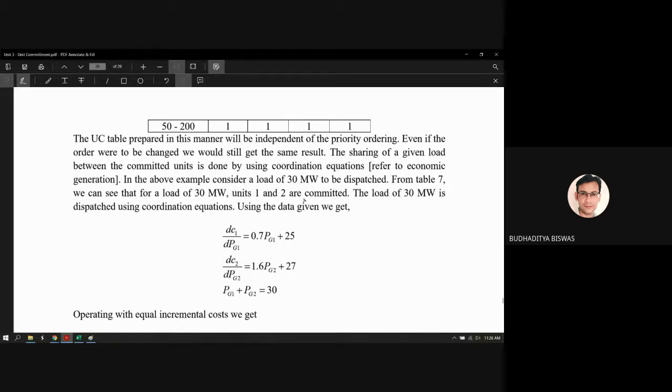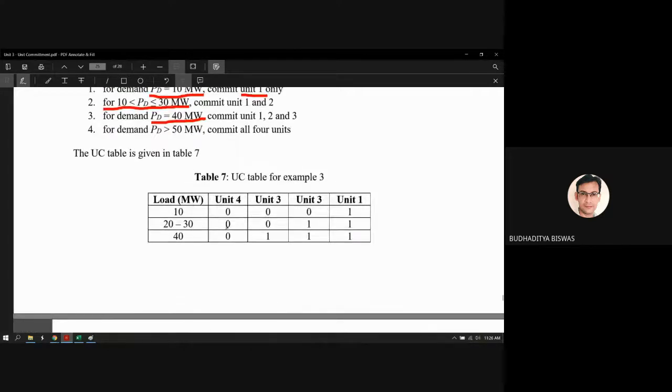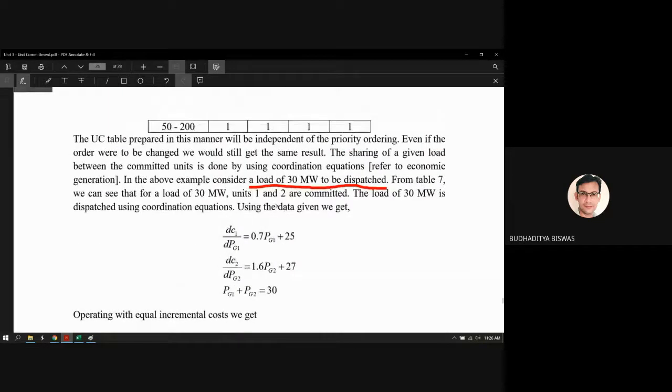Now, consider load demand 30 megawatt to be dispatched. So from table 7, we can see that for a load of 30 megawatt, only the unit 1 and that should be unit 2. This one is wrongly written as unit 3. That is actually the unit 2. So for 30 megawatt, unit 1 and 2 should commit. The total load 30 megawatt is dispatched using the coordination equation.